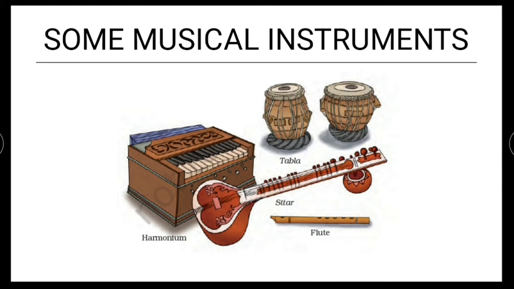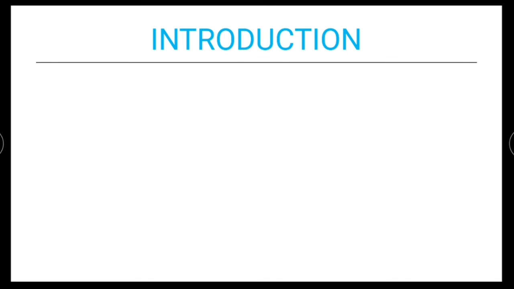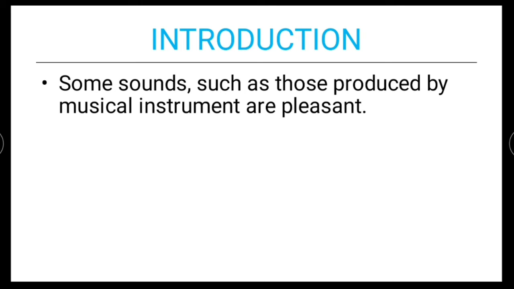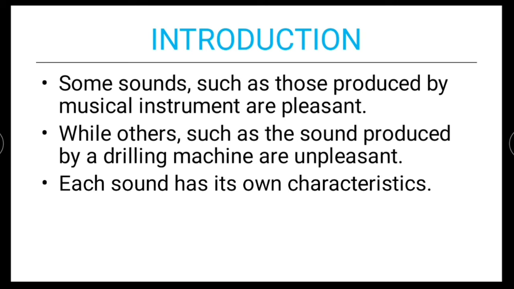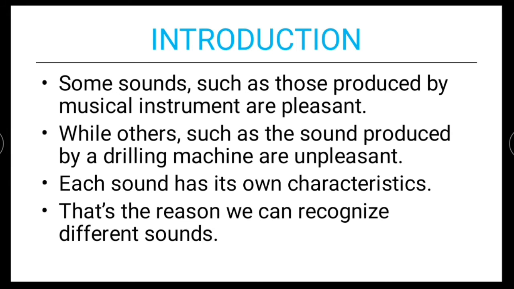These are some musical instruments. I don't know how many of you can play this. One or two you might be knowing how to play it. Okay. So this musical instrument utters a sound which is very pleasant, provided the player of the instrument is good. If it is being played very nicely, then the sound uttered by this musical instrument is very pleasant. On the other hand, the sound produced by a drilling machine is very unpleasant. So there is difference in this also. Each sound has its own characteristics. In fact, that's the reason we are able to recognize different sounds.